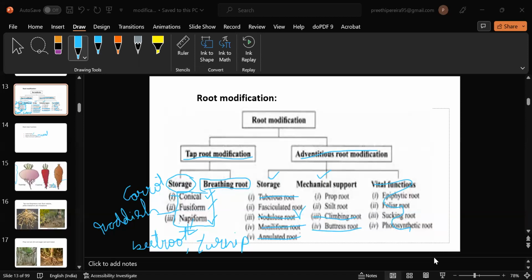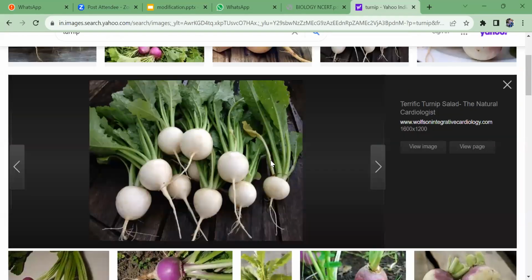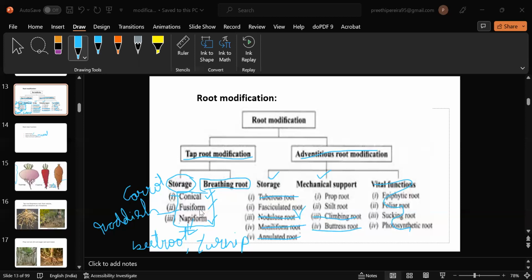Did you see the vegetable turnip? Do you want me to show it again? I'll just show it again. My mic was off. Check that. So this is turnip, this vegetable. Got it? Fine. So you have to just remember the examples. Conical के लिए carrot, fusiform radish, and napiform is turnip and beetroot.